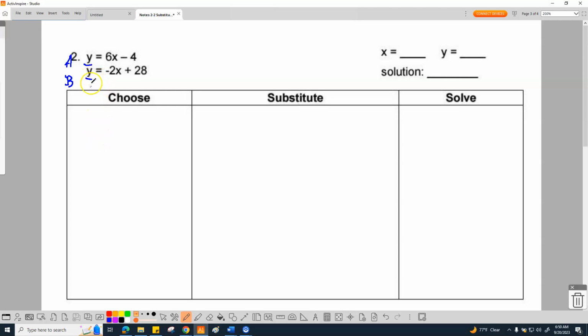So for the very first problem, I'm going to show you what I'm going to do. Here we go. I am going to write equation B right now, and instead of writing y, I'm going to leave open parentheses. And then I'm going to write the other part of that equation. Now, instead of writing my y, I'm going to go find the interchangeable piece. In this case, it's 6x minus 4.